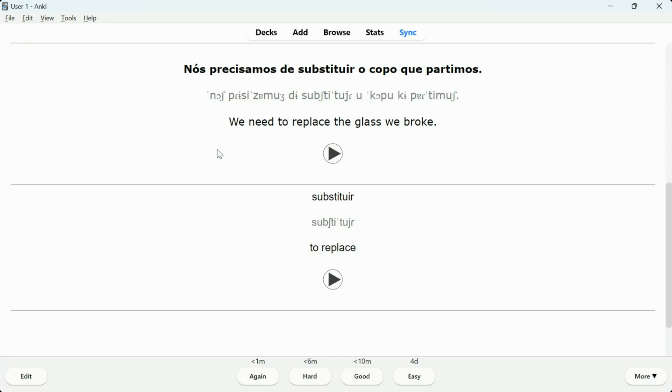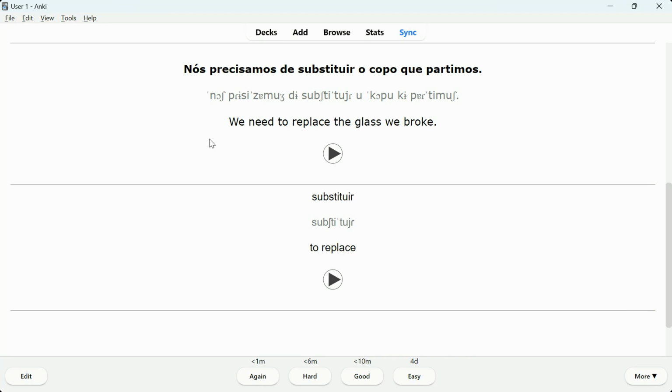How do you say to replace? Nós precisamos de substituir o copo que partimos. Substituir. Now you may have already noticed the difference. The audio is different, the pronunciation is different, and because of that, the IPA annotations are different as well.